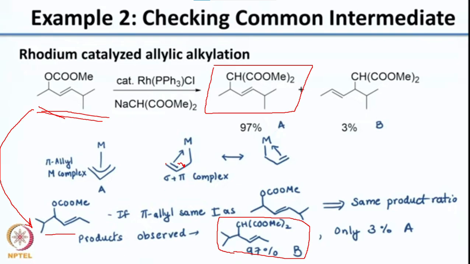Why? Because if this is the case, this is the first case when pi allyl formation will take place here, metal binds over here, then we will get this as a product. When the other case forms, because we have just switched the isopropyl group, we will get this as a major product. So this is the proof that we are getting a different intermediate, but the same product ratio is proving the reaction mechanism. So this is a similar type of intermediate, we can say, formed in both the reactions.